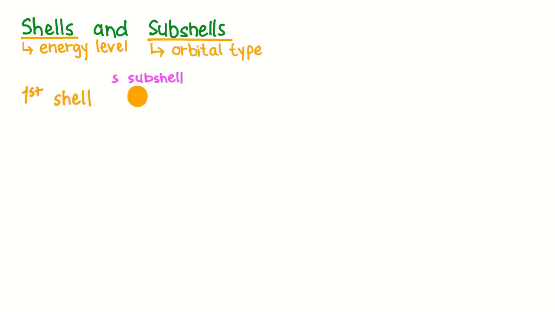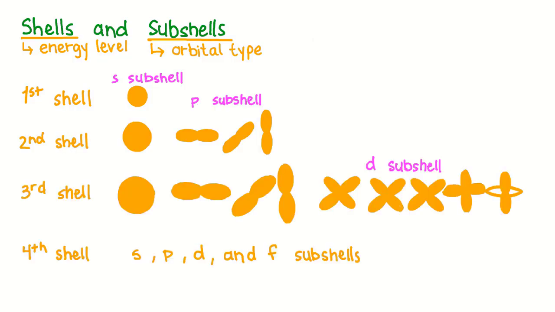In the first shell, there is only the s subshell. In the second shell, there is an s subshell and a p subshell. This pattern continues for higher energy shells. So as the energy level increases, the number of orbitals within a shell increases.